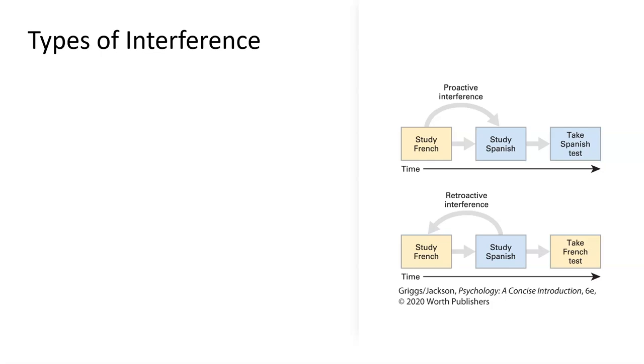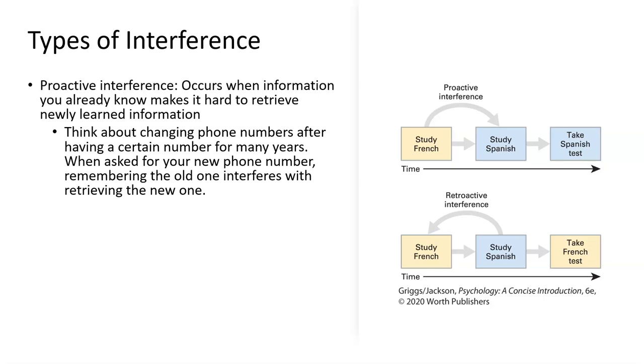With interference theory, there are a couple of different forms of interference that can be problematic. You can have something called proactive interference, where information that you already know is interfering with your ability to retrieve new information. And it's not necessarily because the new information is completely inconsistent with the old information. Your authors give you the example of changing your phone number.